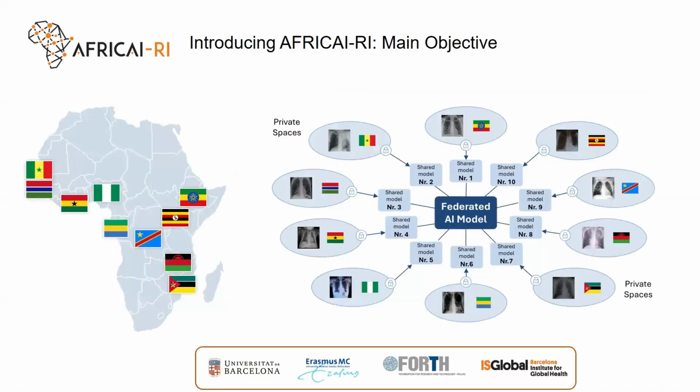In this slide, I will present our project, AFRICAI-RI, a research infrastructure for biomedical imaging and AI in respiratory care in Africa. This project focuses mainly on diagnosing two diseases, TB and pneumonia. The main objective of this project is to organize imaging data securely, support AI development and validation, and enable collaboration between institutions.